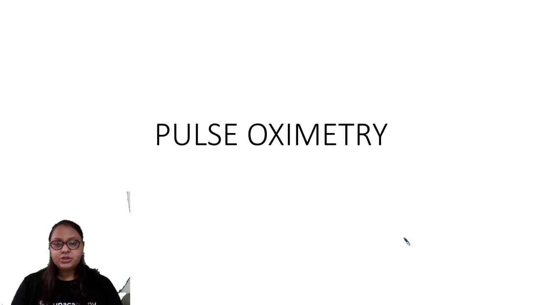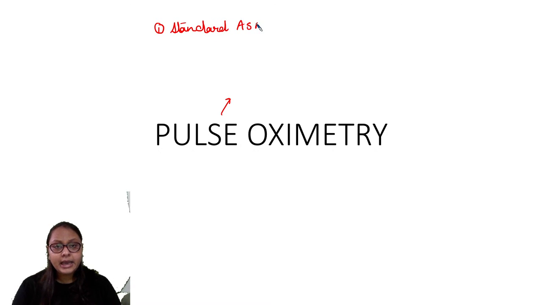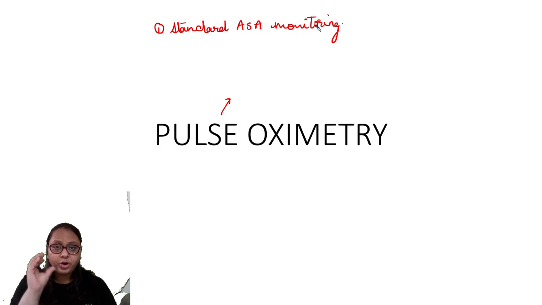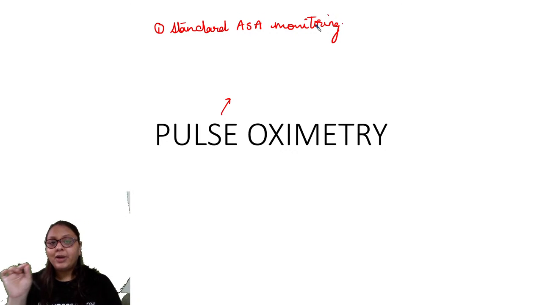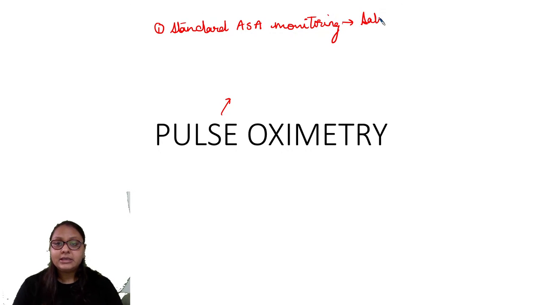So let's start our today's topic, that is pulse oximetry. As I told you, the first very important point is that it is a standard. Remember, standard ASA monitoring. The American Society of Anesthesia has said that there are certain monitors which have to be used for every patient who is requiring anesthesia. Pulse oximetry is amongst them, and that will tell us about the saturation.